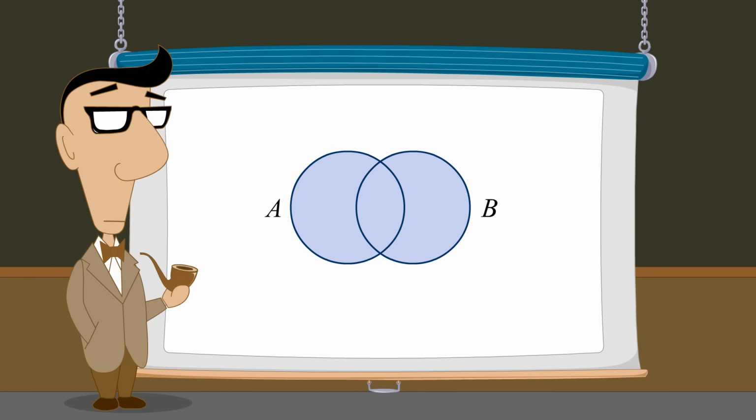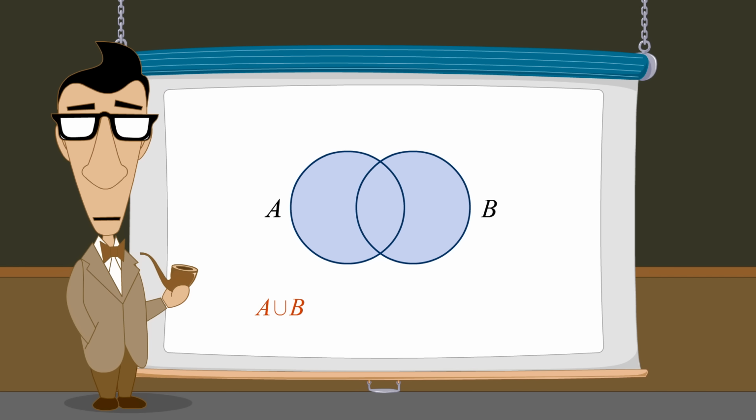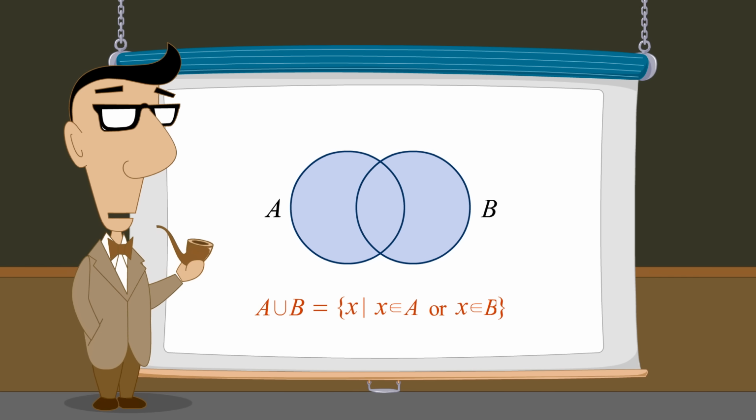Using set builder notation, we can write the definition of the union of two sets formally as: the union of sets A and B is the set of all elements X such that X is a member of A or X is a member of B.